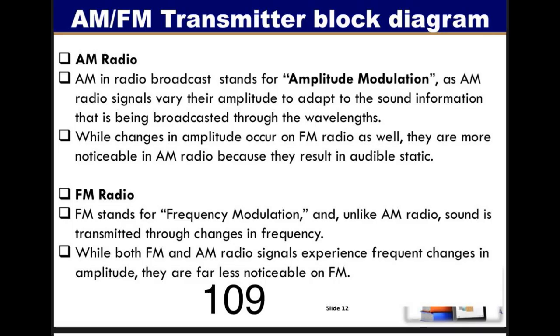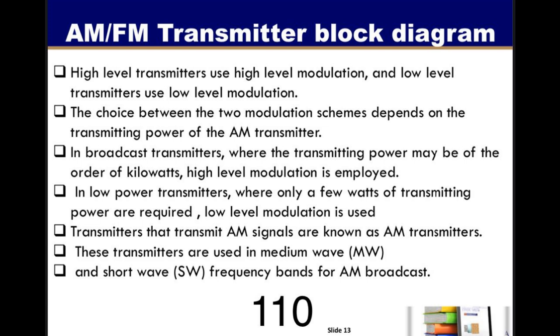While both FM and AM radio signals experience frequent changes in amplitude, they are far less noticeable on FM. In low-power transmitters, where only a few watts of transmitting power are required, low-level modulation is used. Transmitters that transmit AM signals are known as AM transmitters. These transmitters are used in medium-wave, MW, and short-wave, SW, frequency bands for AM broadcast.